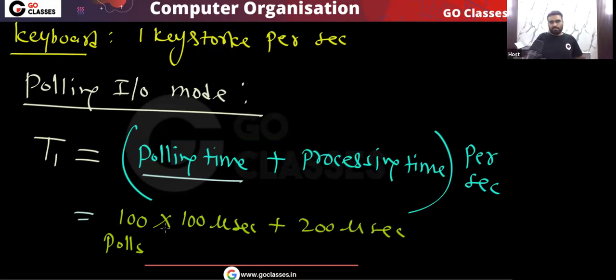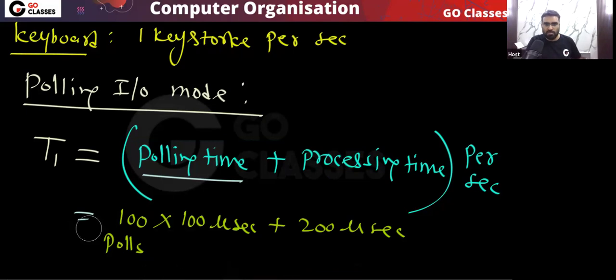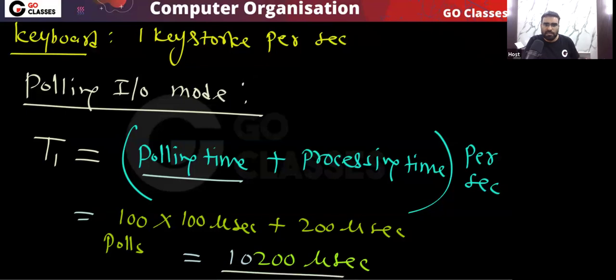So what answer did you get? How many microseconds? That will be 10,000 plus 200, so 10,200 microseconds. Is this clear? Please tell me. 10,200 microseconds, so this is your T1. We found T1.